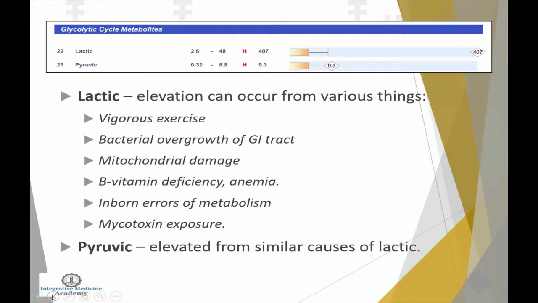Elevations of lactic can come from a wide variety of things. People who exercise vigorously, who have a lot of physical stress, might have elevations of lactic acid. It can come about from bacterial overgrowth of the GI tract, so you have to correlate that back, right? Are there elevations of GI bacteria? If not, then you're probably not dealing with an overgrowth situation that's triggering elevated lactic.